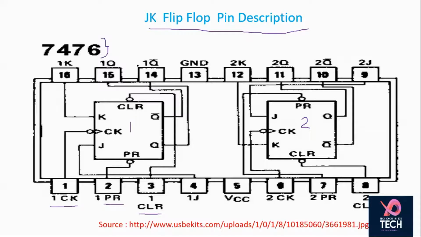Similarly, this is the 1Q output of the first flip-flop. This is the 1Q bar output of the first flip-flop. Similarly, this is your VCC, the power for the flip-flop IC, this is ground for the flip-flop IC, and this is 2CK, the clock for the second flip-flop. 2PR is for the second flip-flop, and the other things are similar.